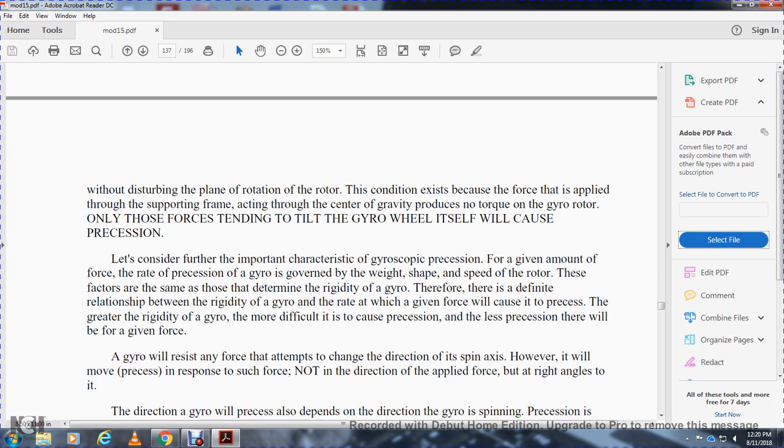Let's give further information about the character of the gyroscope. For a given amount of force, the rate of precession of the gyro is governed by the weight, shape, and speed of the rotor. These factors are the same ones that determine the rigidity of the gyro. Therefore, the relationship is defined: the greater the rigidity of the gyro, the slower the rate of precession for a given force.